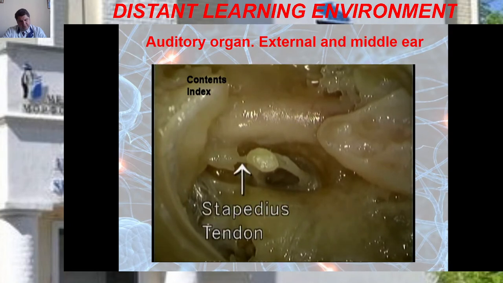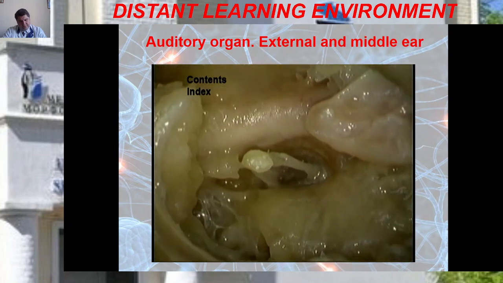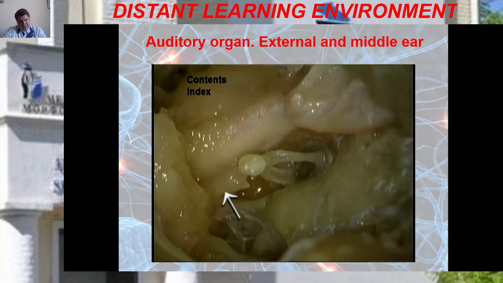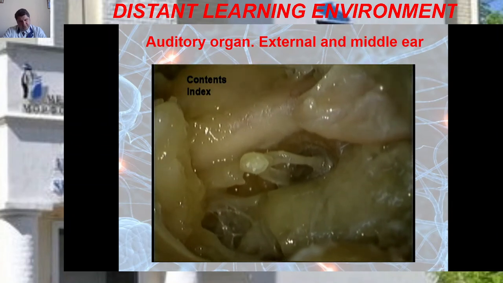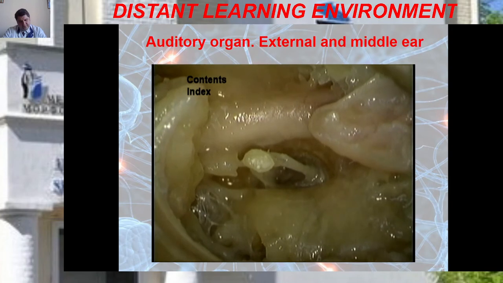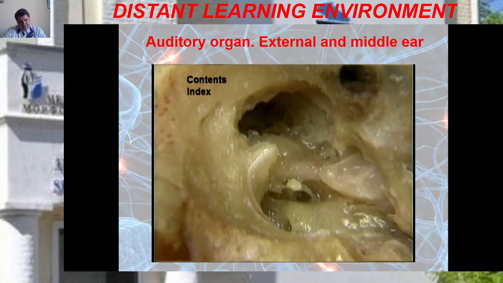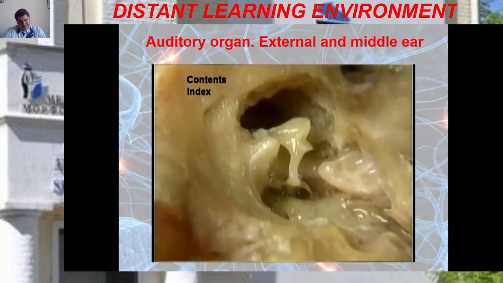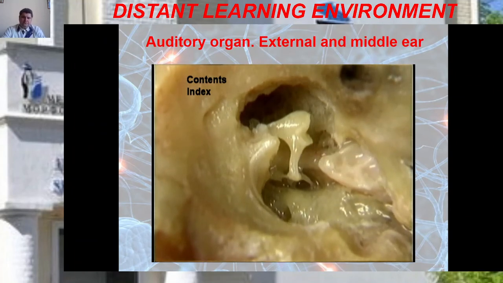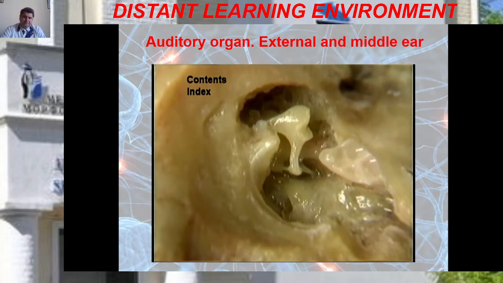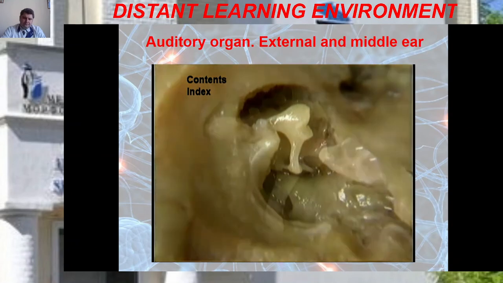Here's the tendon of stapedius. Its muscle belly is enclosed in bone back here. The stapedius muscle tilts the stapes backwards. The head of the stapes articulates with the incus, which we'll add to the picture. Here's the incus. The incus moves the stapes and is in turn moved by the malleus.